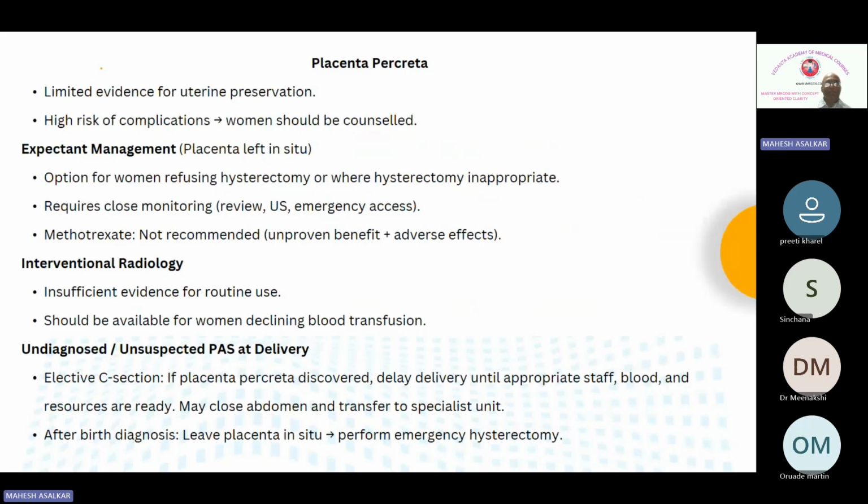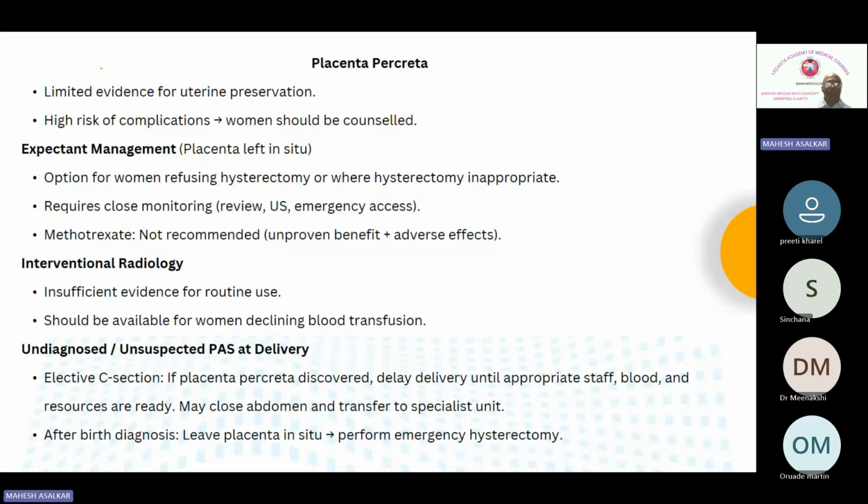Expectant management will be placenta left in situ, but in which case are we going to think about this? This is an option for women who refuse hysterectomy or where hysterectomy is inappropriate. So these are the cases where expectant management will be followed, that is, the placenta will be left in situ. It requires close monitoring and review by ultrasonography, etc. Methotrexate is not recommended. And in placenta accreta, interventional radiology has insufficient evidence for routine use.